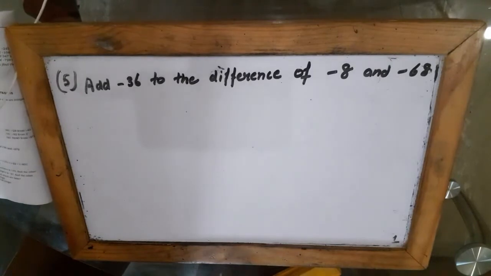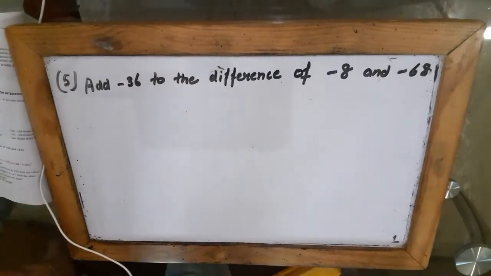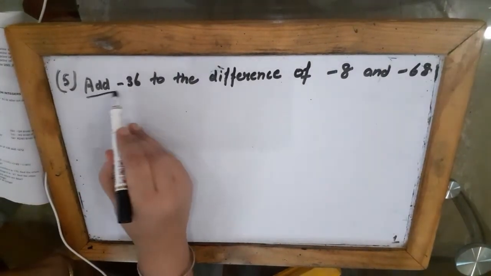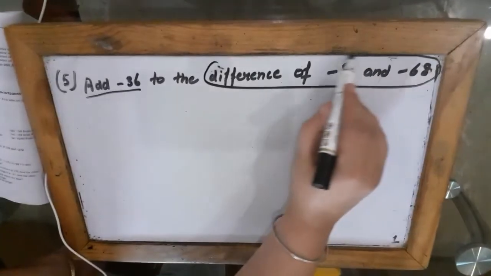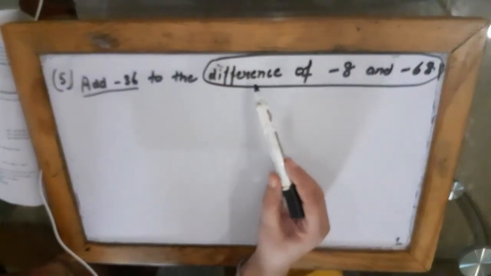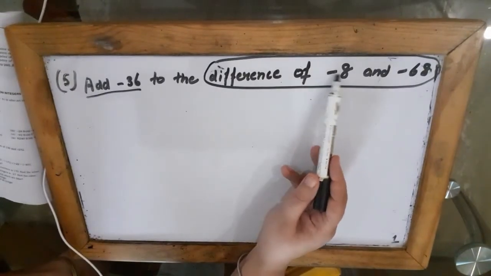Now I come to the fifth question. In this they say add minus 36. I have to add minus 36 to the difference of minus 8 and minus 68. So what is difference? Difference means I have to subtract. Now I don't have any word "from" here. It's written "add". So I will take this in the first place.